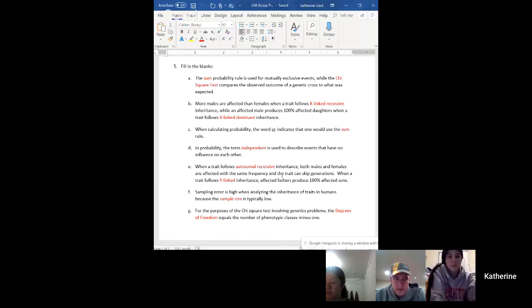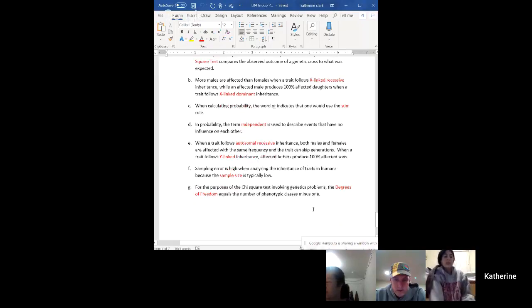E, when a trait follows autosomal recessive inheritance, both males and females are affected with the same frequency, and the trait can skip generations. When a trait follows Y-linked inheritance, affected fathers produce 100% affected sons. F, sampling error is high when analyzing the inheritance of traits in humans because the sample size is typically low. And G, for the purposes of the chi-square test involving genetics problems, the degrees of freedom equals the number of phenotypic classes minus 1. Okay, and I think that's everything.